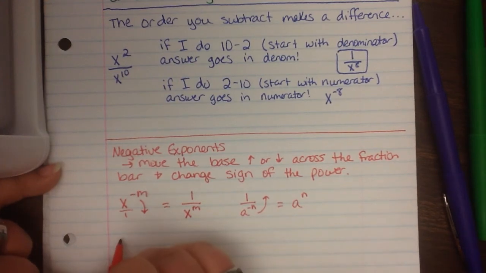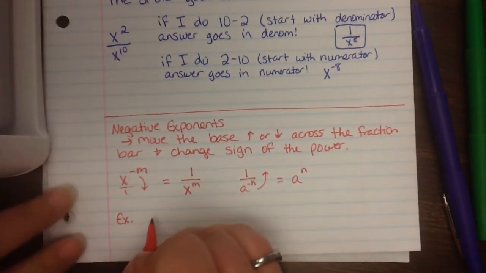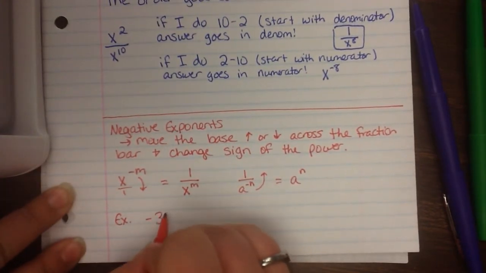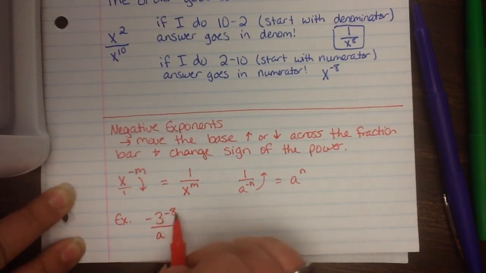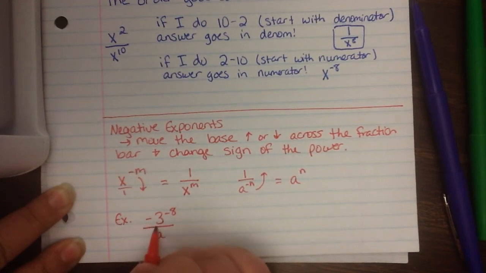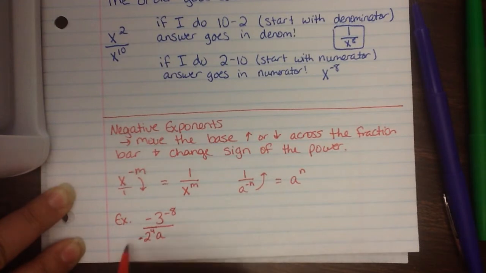Now, this does get a little tricky when you have a negative base. If I have negative 3 raised to the negative 8, let's put this over a. When I do this, this exponent is negative, so I do, let's add negative 2 to the 4th. Okay, so which one of these is going to move?